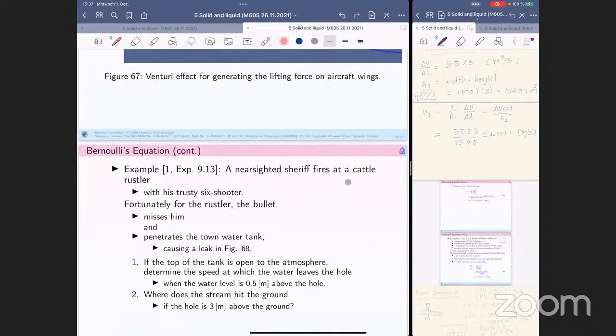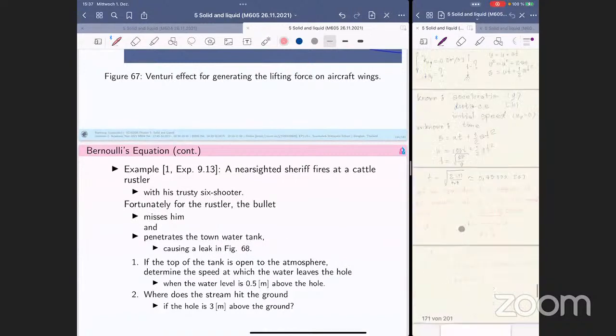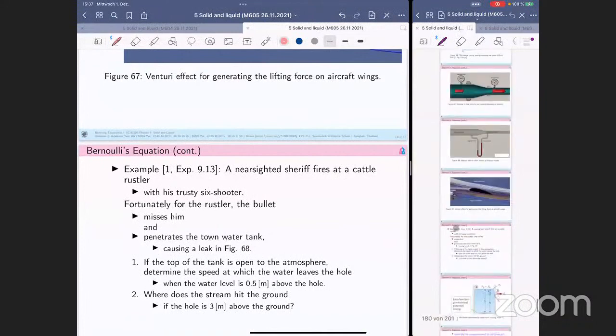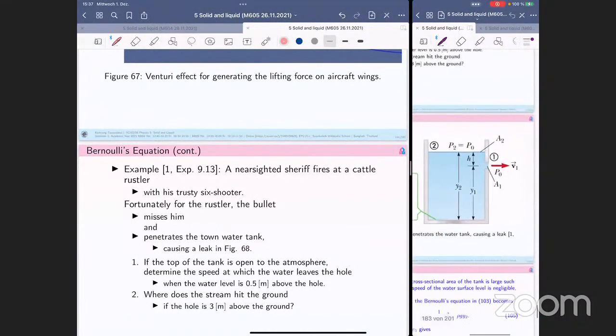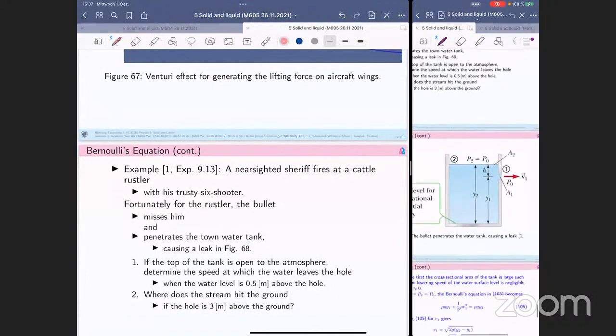A nearsighted sheriff fires at a cattle rustler with his trusty six-shooter. It's a kind of gun, I think. Fortunately for the rustler, the bullet misses him and penetrates the town's water tank, causing a leak, as in Figure 68. Okay, figure 68 looks like this.